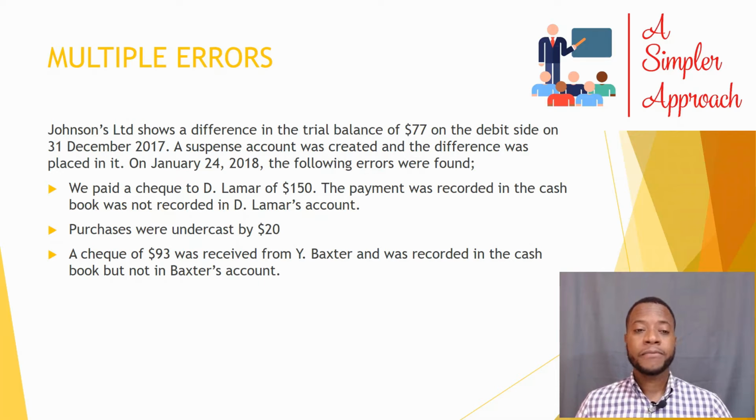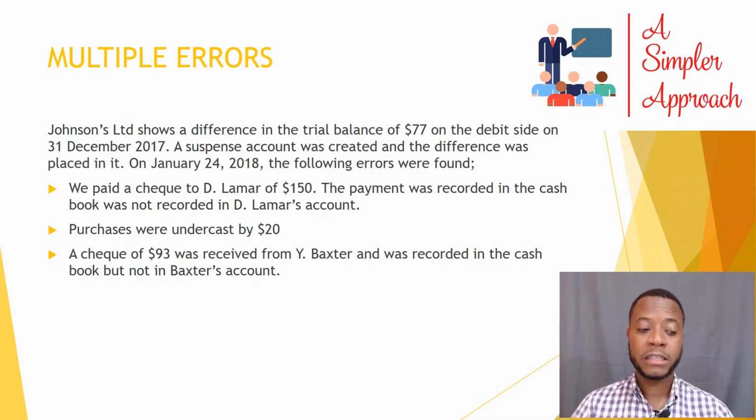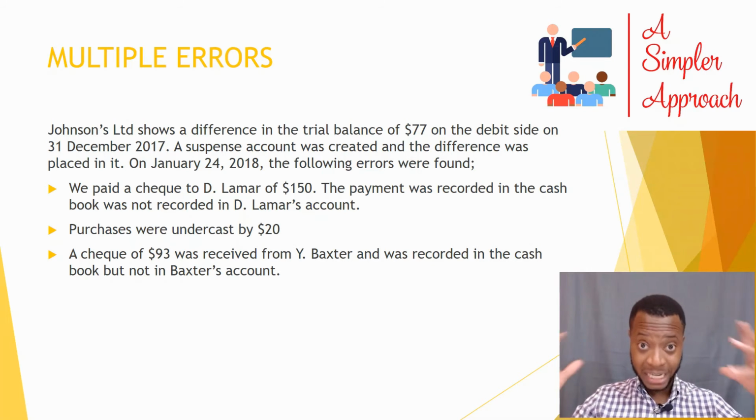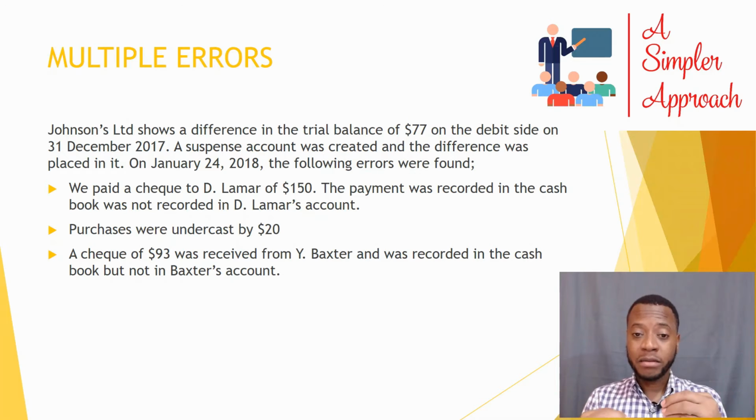Johnson's Limited shows a difference in the trial balance of $77 on the debit side on the 31st of December 2017. A suspense account was created and the difference was placed in it. Cool. That's fine. So you can visualize the suspense account and the shortfall of $77 being on the debit side.